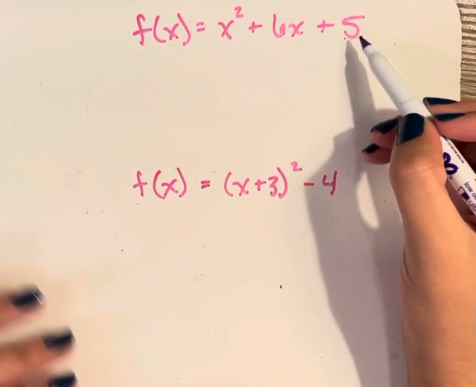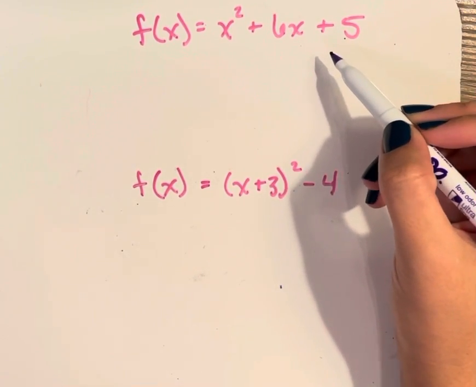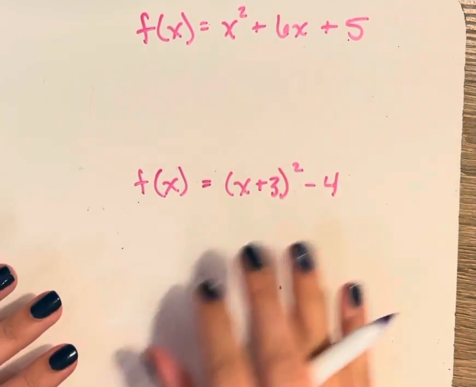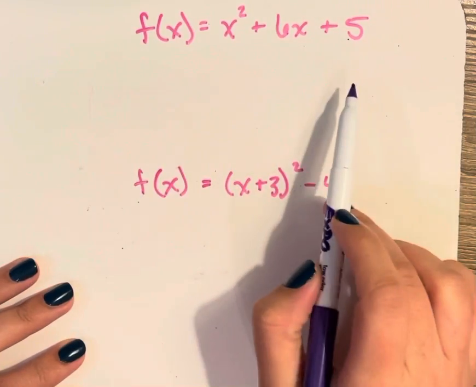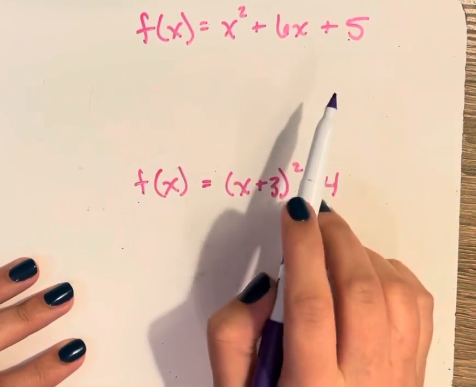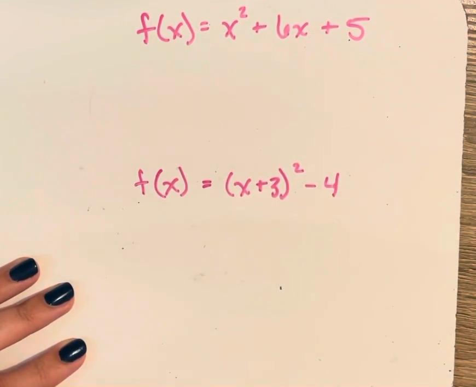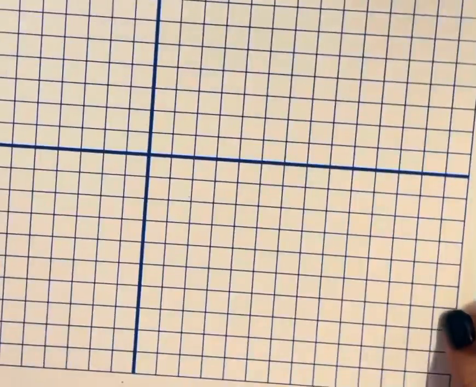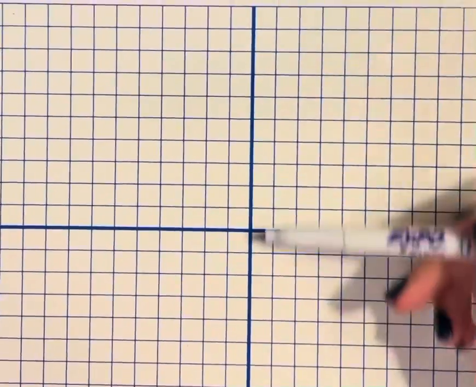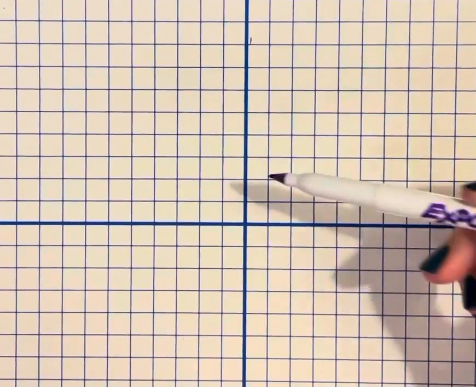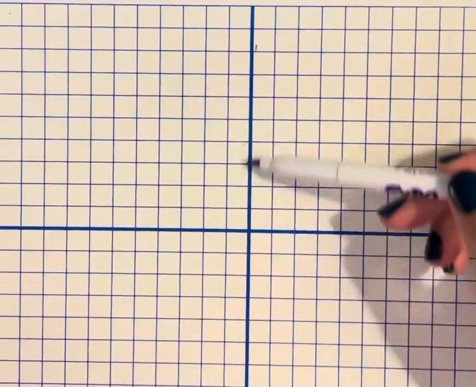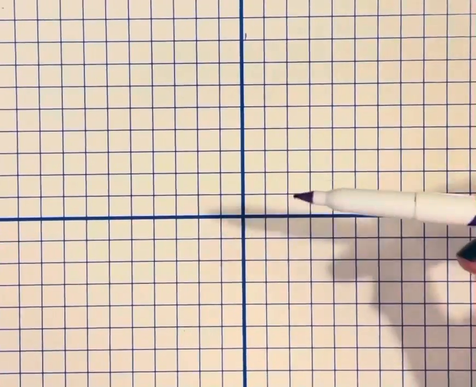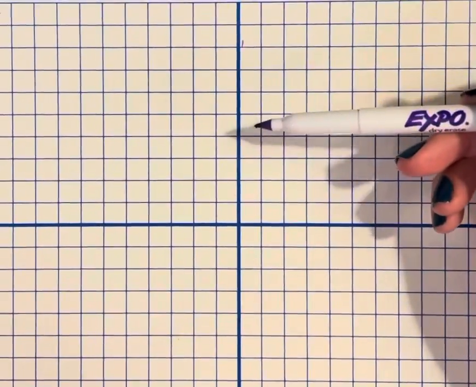So for this one, it is possible to do this with both, but it is easiest to find the y-intercept with this first equation. The y-intercept is where x is equal to 0. All along the y-axis, x is equal to 0. So wherever I intersect the y-axis, my coordinate points will be 0 and whatever that y value is.